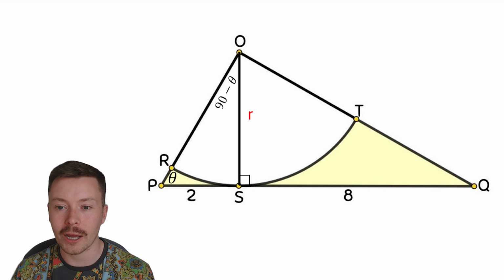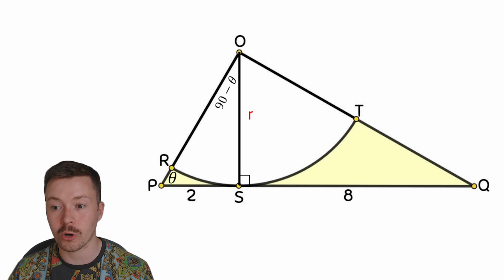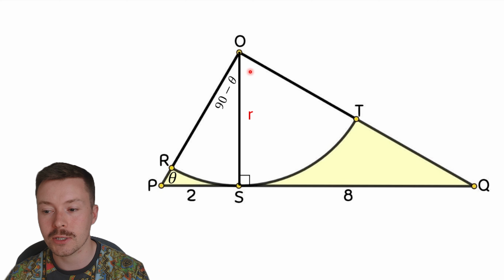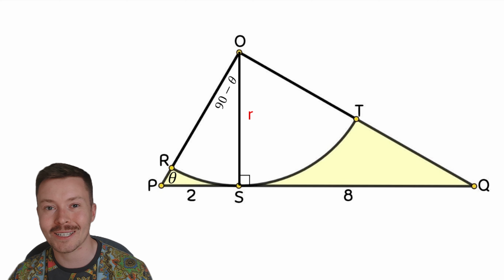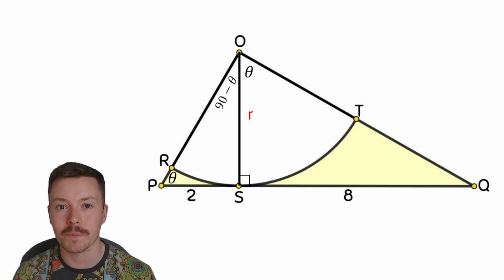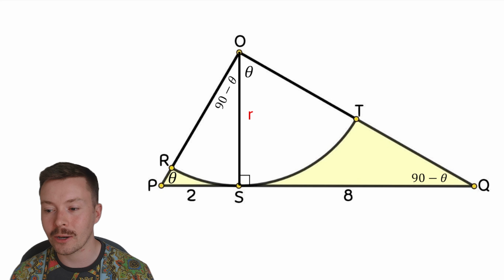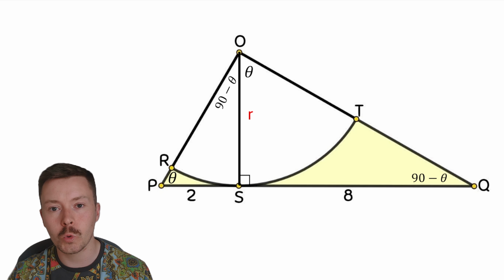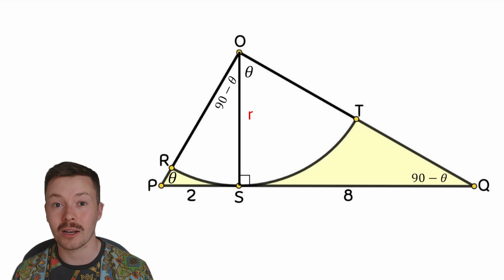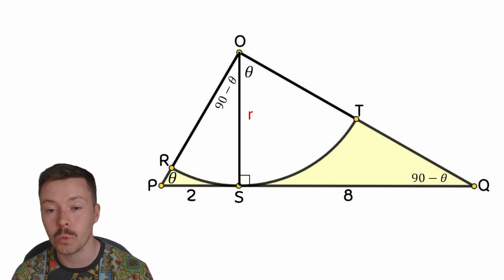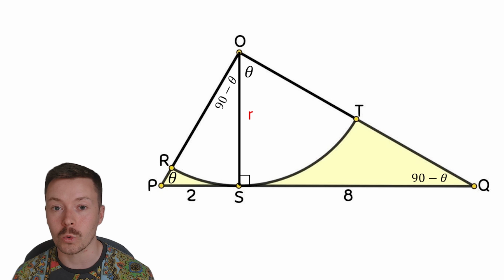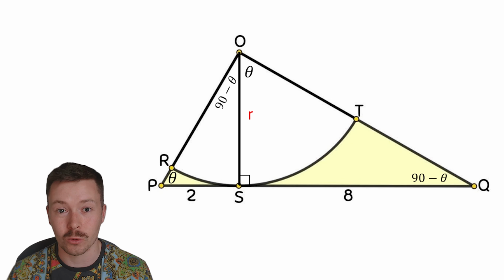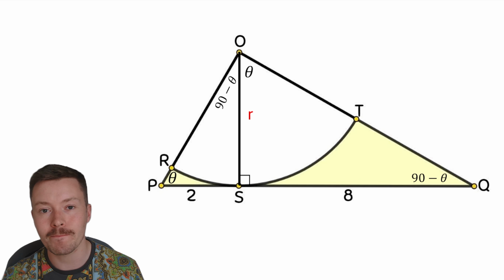Now I know the full angle in the triangle POQ is 90 degrees. So I know the angle SOQ has to be 90 subtract 90 minus theta, so it has to be theta. That then means that this final angle at Q has to be 90 minus theta. Now, from there, I've got two smaller right-angle triangles inside of that larger right-angle triangle POQ, which have got the same angles, and therefore they are going to be similar shapes, okay?